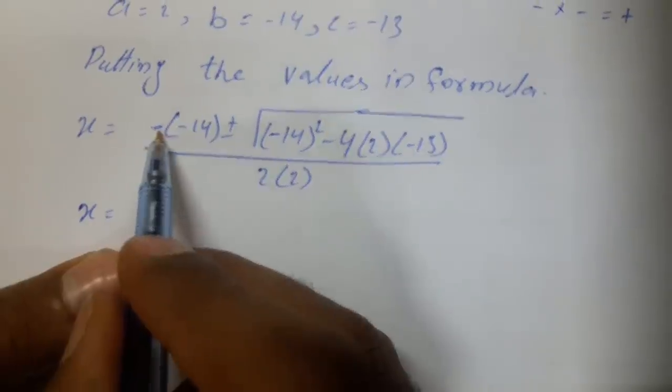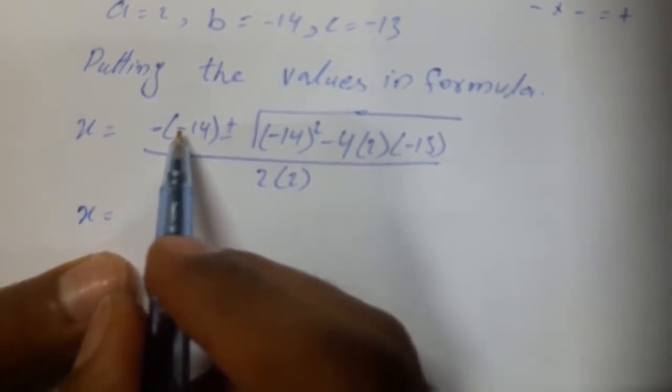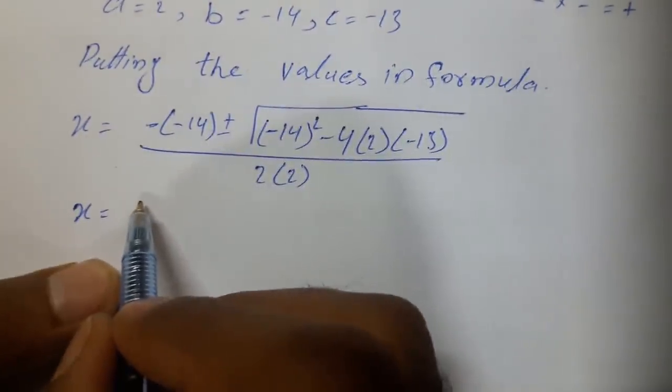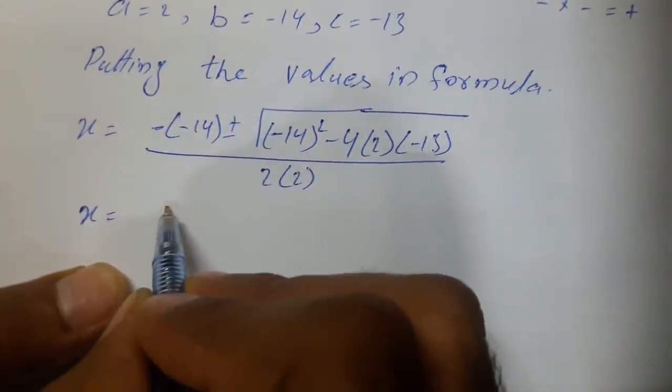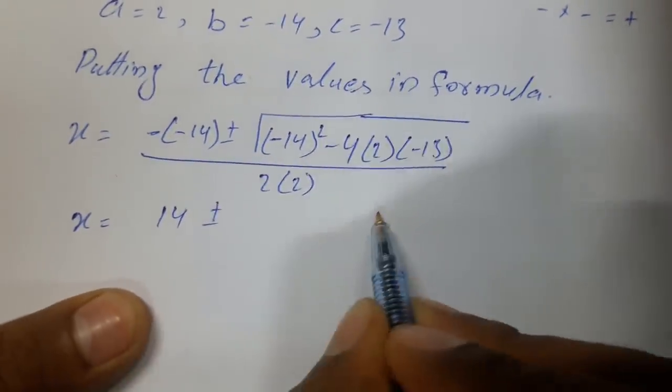Okay, so now we are moving here. What is multiplying each other? The same signs. If the same signs multiply each other, the answer should be plus. So we are not putting plus in front, we put only 14 here. Okay, so plus minus.